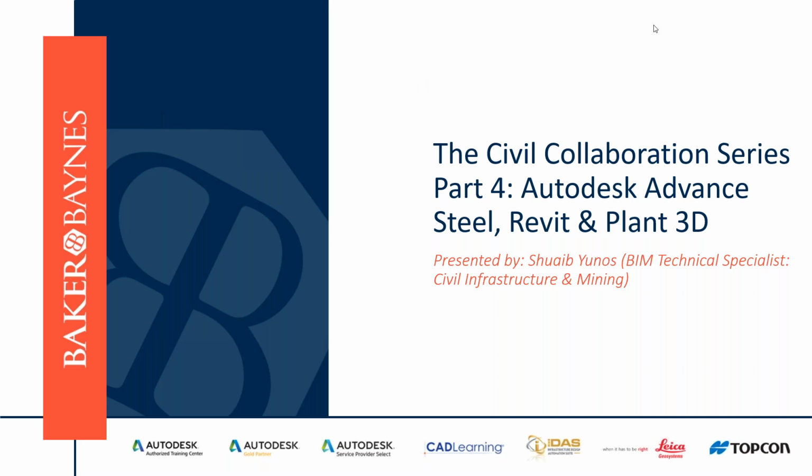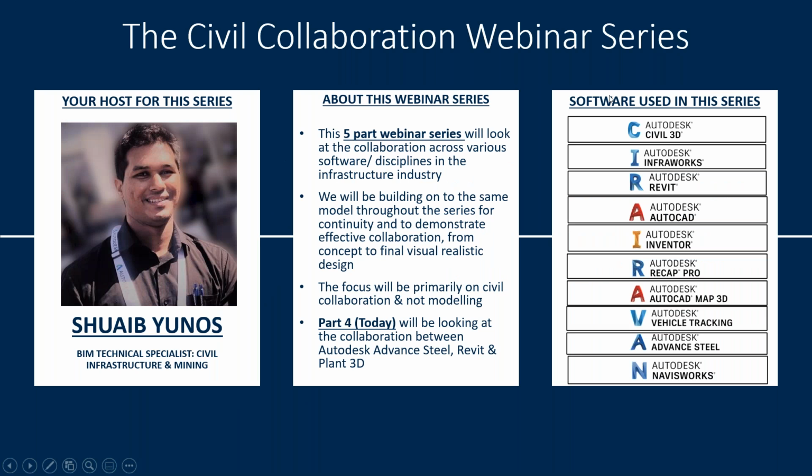But welcome everyone to part 4 of the Civil Collaboration series, where we're going to be looking at Autodesk Advance Steel, Revit, and Plant 3D. So again, we always have new users joining the series at different segments. So this is just a snapshot of more or less what was covered and how we have tackled it going further.